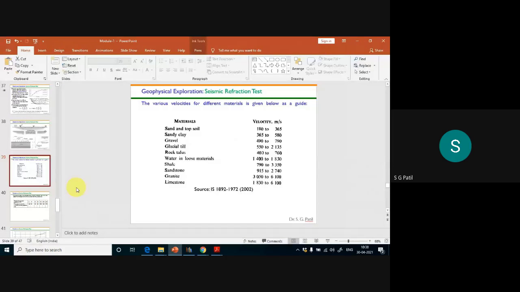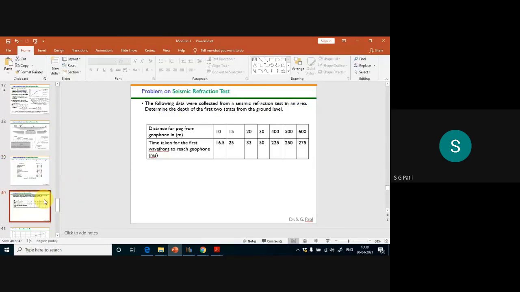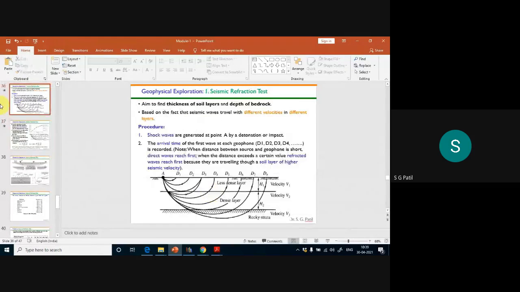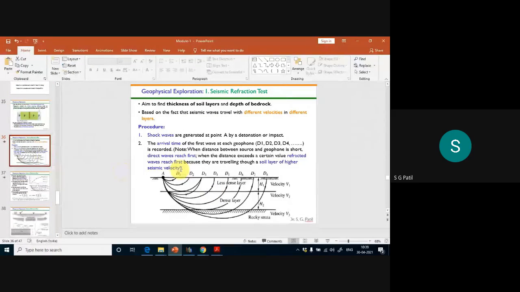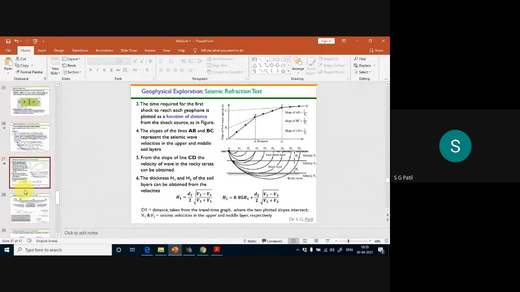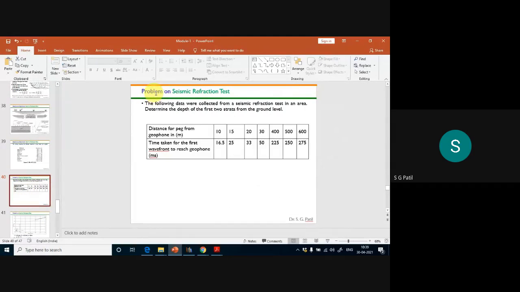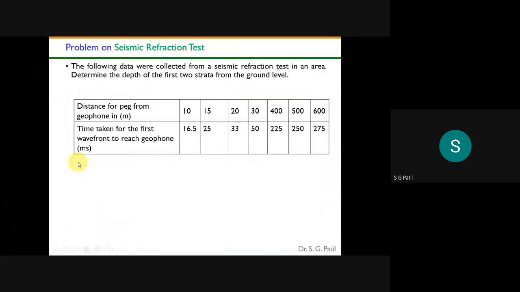Before going to the next method, there is one examination problem. Whatever we have discussed here, based on that you can expect some problems. Either they will ask you to write a procedure for this seismic refraction test, or they may ask a problem also. The procedure, everything I have given here. So now let us see some examination problems. This is one examination problem.